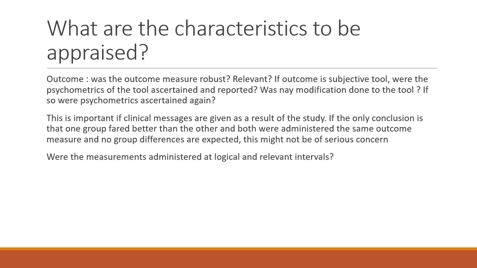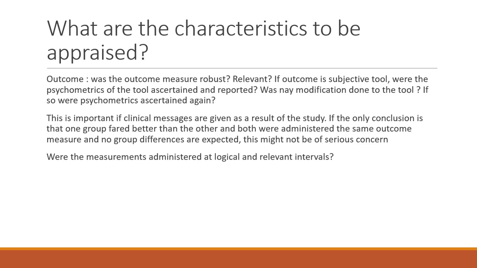This is important if clinical messages are given as a result of the study. If they say that this is a good method of treating patients, then these things are relevant. If the only conclusion is that one group fared better than the other and both were administered the same outcome measure and no group differences are expected, this might not be such a serious concern. So if you're saying this is better than another, then even if the psychometrics were not ascertained to a great extent, it may be acceptable. But if they're saying this is a good thing to do, a definitive statement like that, then you have to know about the outcome measure's robustness.